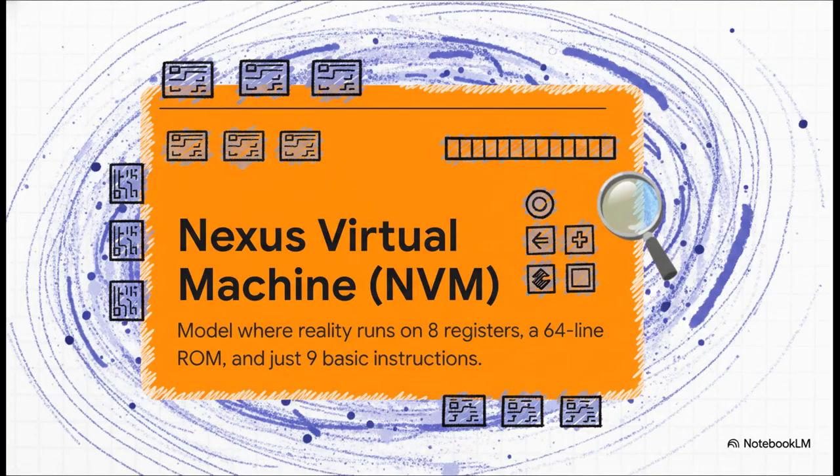So, what does this cosmic computer even look like? You might be picturing some giant, complex supercomputer, but according to this model, it's shockingly simple. They call it the Nexus virtual machine. It has just 8 little registers for its short-term memory, a tiny read-only memory, and it runs the entire universe on only 9 fundamental instructions. That's it. All the complexity we see is built on this incredibly minimal foundation.